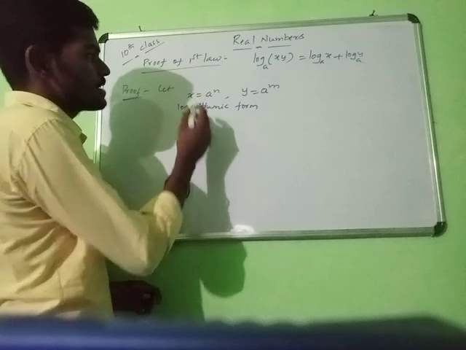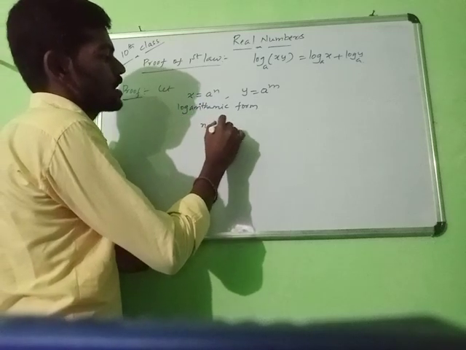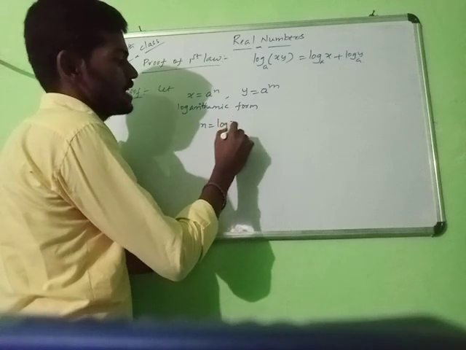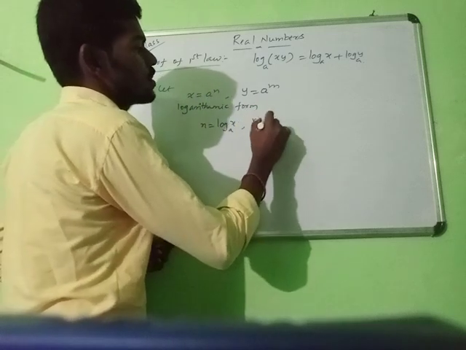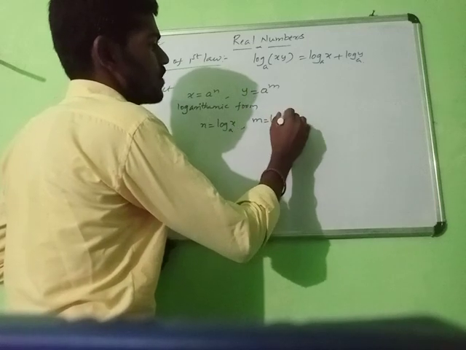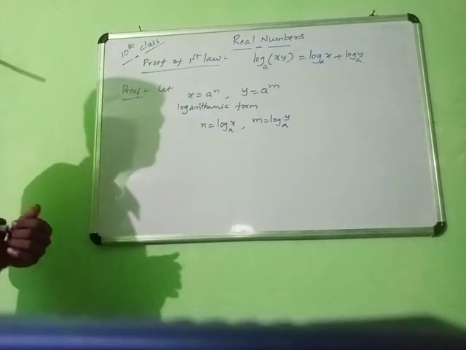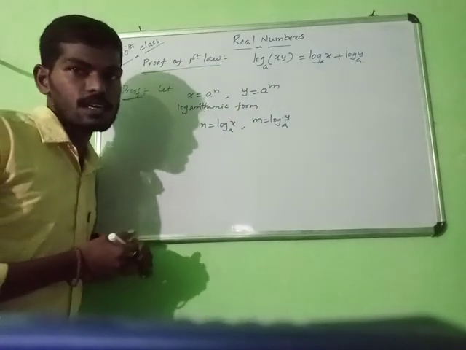What will come? The base a will come now. So n is equal to log x base a will come. And m is equal to log y base a will come. So n is equal to log x base a and m is equal to log y base a.